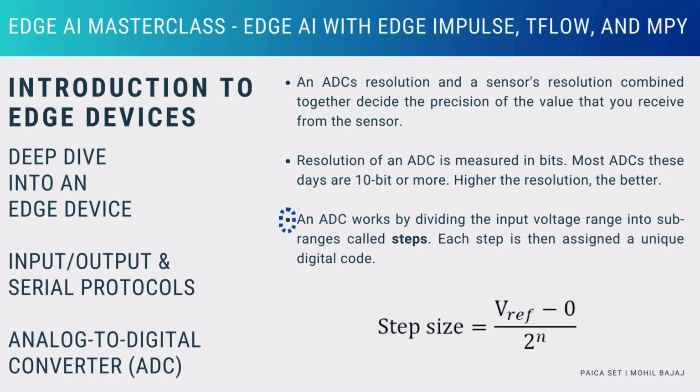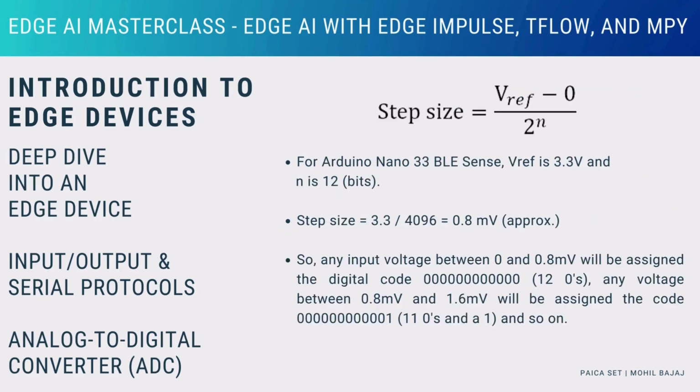Coming to the working of an ADC, it is actually pretty straightforward. First, the resolution or the number of bits and the reference voltage are used to calculate the step size using the formula shown. Once the step size is known, in the next step, the input voltage received from the sensor is compared to the step size and simply assigned a unique digital code. Let's see how this works in practice. For an Arduino Nano, the reference voltage is 3.3 volts, and the ADC resolution is 12-bit, according to the datasheet.